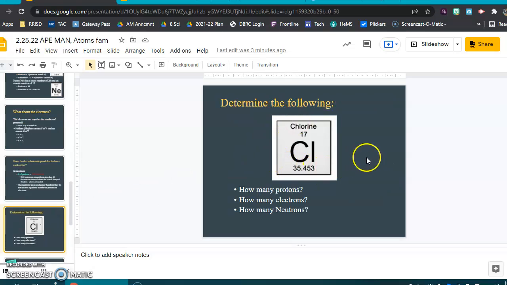So let's look at this one right here. How many protons? 17. How many electrons? 17, because it matches the atomic number. And then our atomic mass, well, that's 35.4, so we're going to leave that be. So we're going to take 35, take away 17, and we're going to have 18 neutrons.